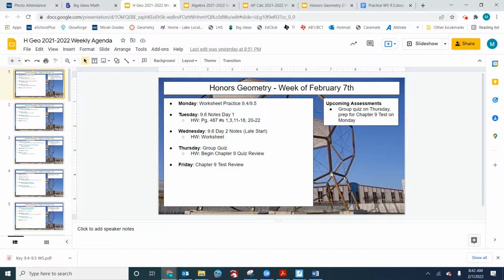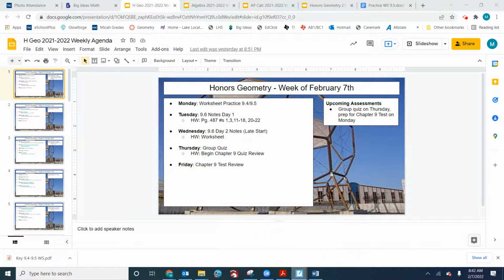So I have a worksheet for today, if the online resource doesn't work out well. 9-6 day 1 tomorrow, 9-6 day 2 on Wednesday, which is a late start day. Group quiz on Thursday. It's a multi-step problem wrapped into one. And then we'll review for a test, and just the way it falls, it looks like it might be Monday. All right, a chapter test on Monday. So that's this week.